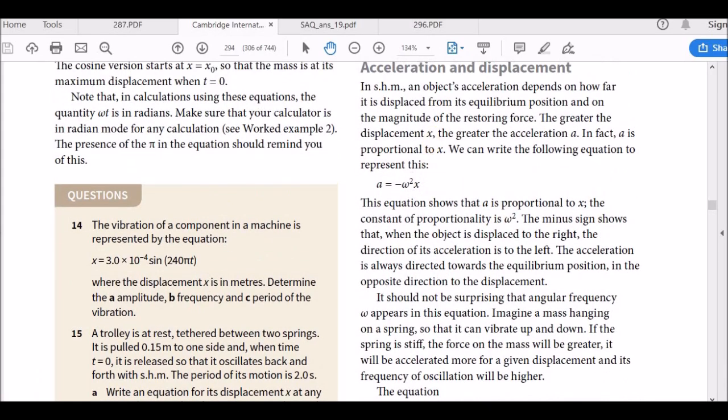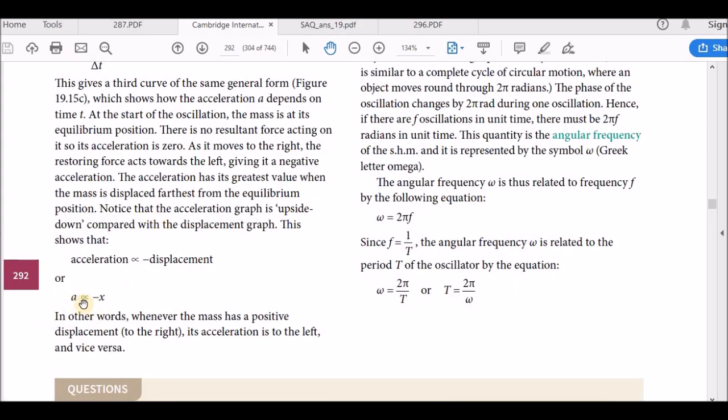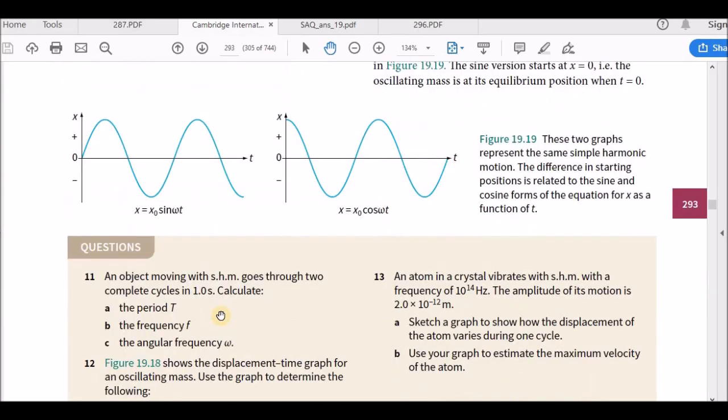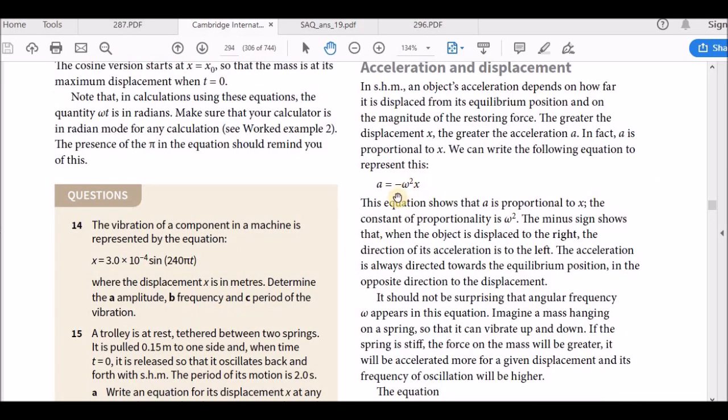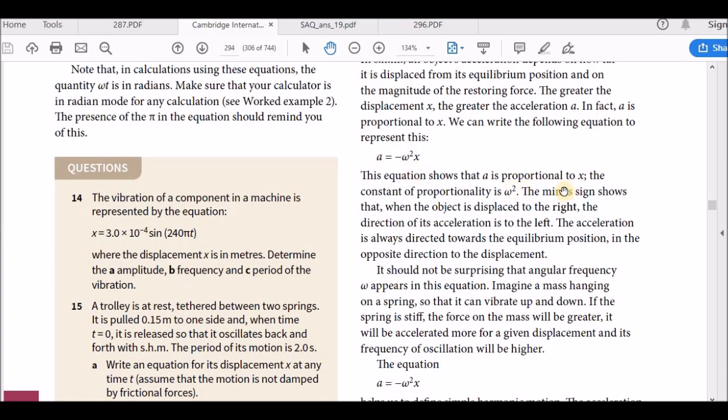Previously we learned this. According to the definition of simple harmonic motion, acceleration is proportional to the displacement but in the opposite direction. So using that to convert a proportion to an equation, we have to add a constant, and that constant is omega squared. So in simple harmonic motion, an object's acceleration depends on how far it is displaced from its equilibrium position and on the magnitude of the restoring force. The greater the displacement, the greater the acceleration. In fact, a is proportional to x. We can write the following equation to represent this. So the constant of proportionality, like I said, is omega squared.